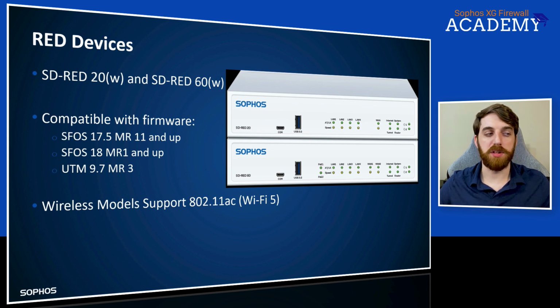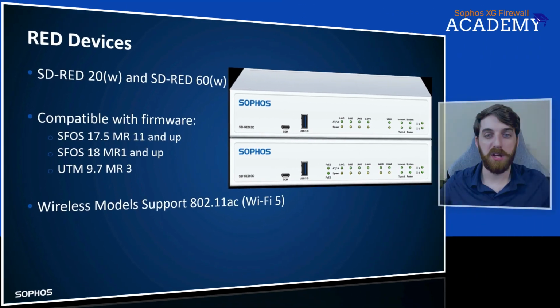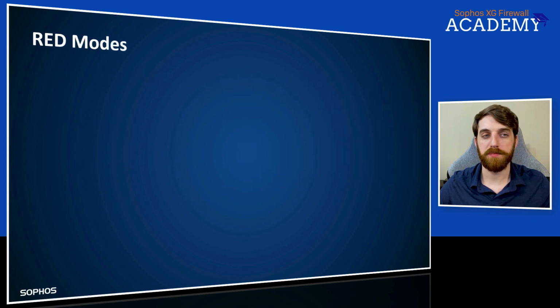These are nice little devices that come in handy when you want to deploy a device remotely. When you have users at a remote location that may not have any technical resources there, you can set these up with the XG firewall, and once they have internet, they'll reach out to a provisioning server and then configure. And that's it. All the user has to do is plug in some cables and they'll create a VPN tunnel back. Now, there are a couple of modes for this.